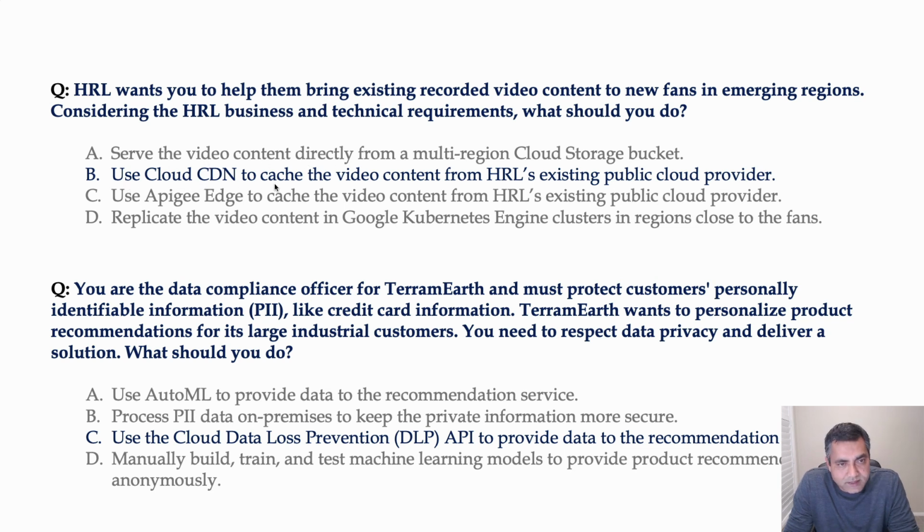Use Cloud CDN to cache the video content from HRL's existing public cloud providers. That's definitely the right option because CDNs are meant for these kinds of use cases. Use Apigee Edge to cache the video content from HRL's existing public cloud providers. It's not correct because Apigee Edge is not designed to cache data larger than 512 kilobytes. So it's definitely not the right option.